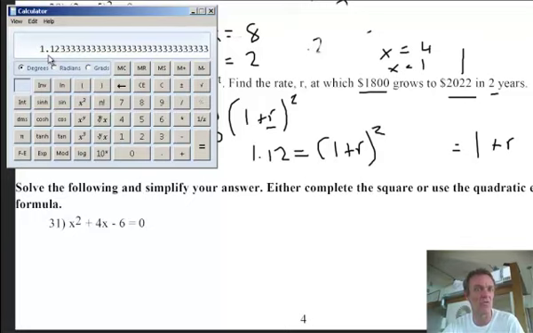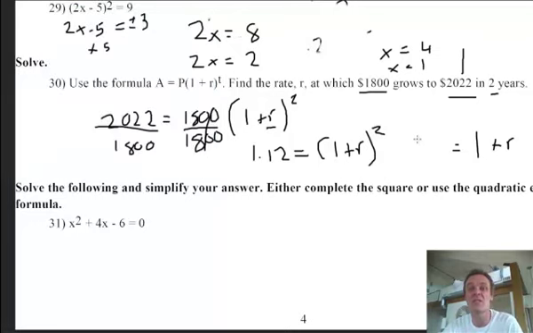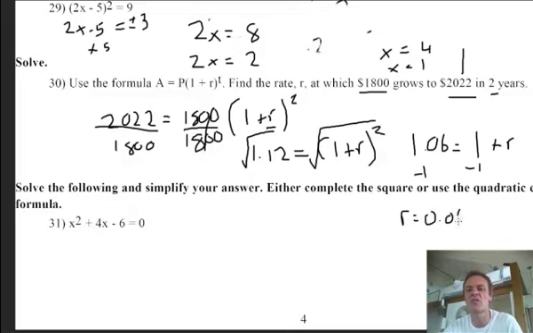What's the square root of 1.12? Square root that. 1.06. So remember, I just square rooted both sides, okay? So now just take away 1. Can you see that r equals just 0.06, which, don't forget, is 6%, and that's the answer, 6%.